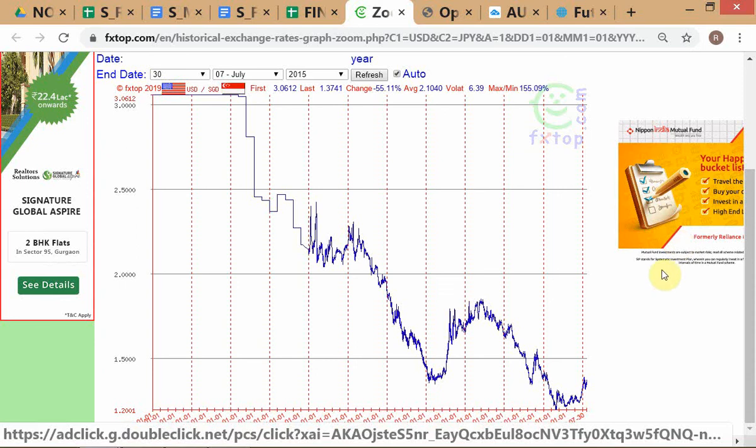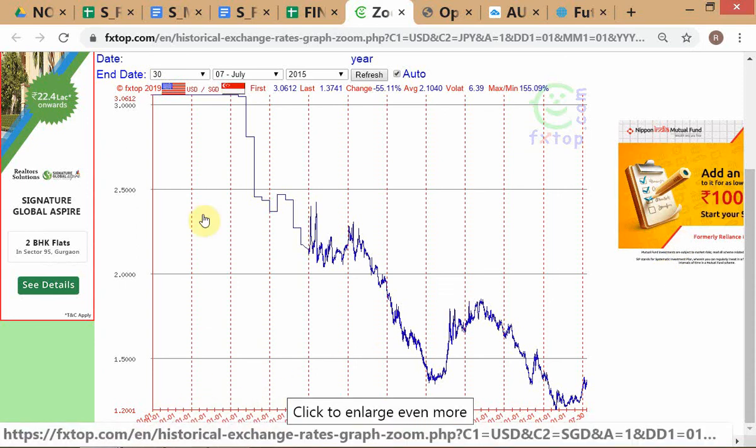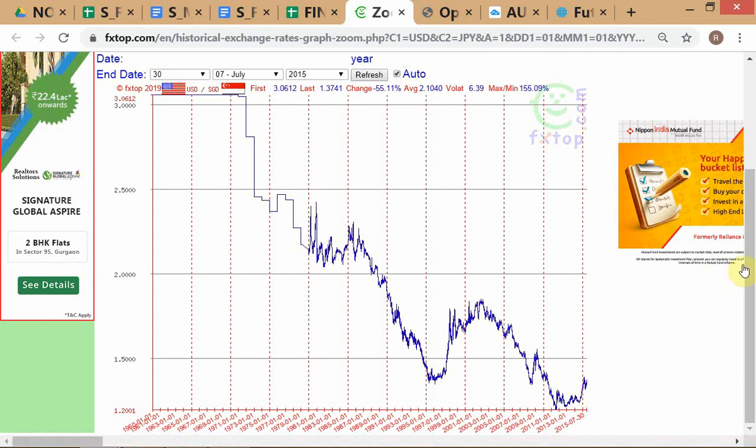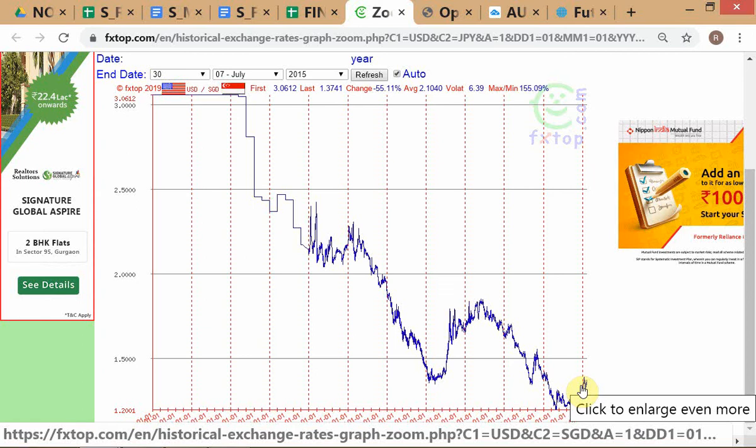Singapore became independent in 1965. So, 1965 here. You can see it was around 3.06 when Singapore became independent, and now you see where the dollar is. It's around 1.35 or something like that. So the dollar is more than halved in value.